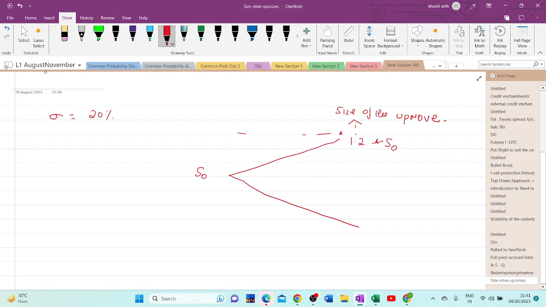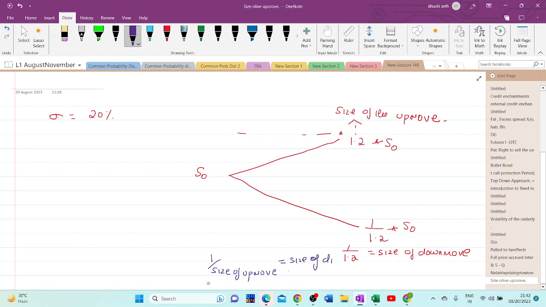And in case of a down move, the price of the underlying is going to be 1 by 1.2 times the current market price of the spot asset, right? In case of a down move. And this 1 by 1.2 is equal to the size of the down move. Or another way of saying the same thing is that 1 by the size of the up move equals the size of the down move.